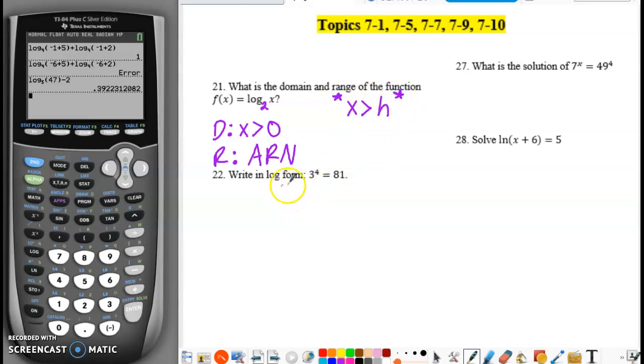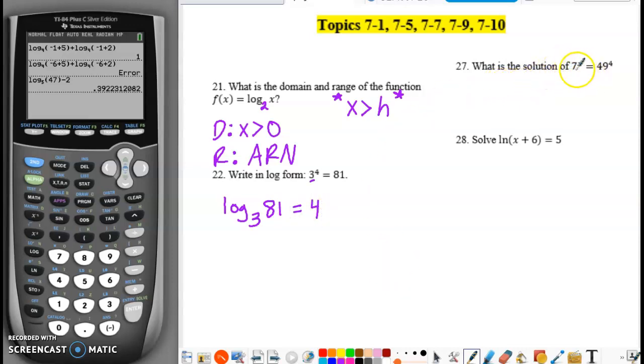Okay? Now, 22 is asking us to write this in log form. So I have a base of 3, so this is going to be log base 3. And then remember my exponent and answer switch, so the 81 is going to be in my log, and 4 is going to come by itself.